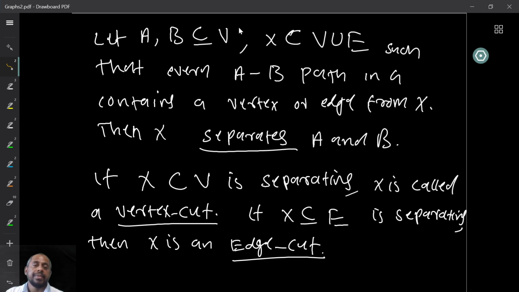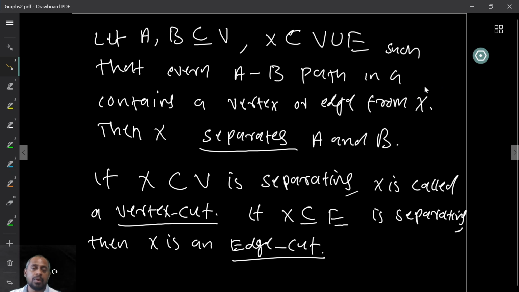Now, more definitions. Given a graph G with vertex set V, let A and B be subsets of V. Now let X be a subset of the vertices and edges, so X is a subset of V union E, such that every AB path, that is, a path with starting vertex in A and ending vertex in B, contains some vertex or an edge from this set X.